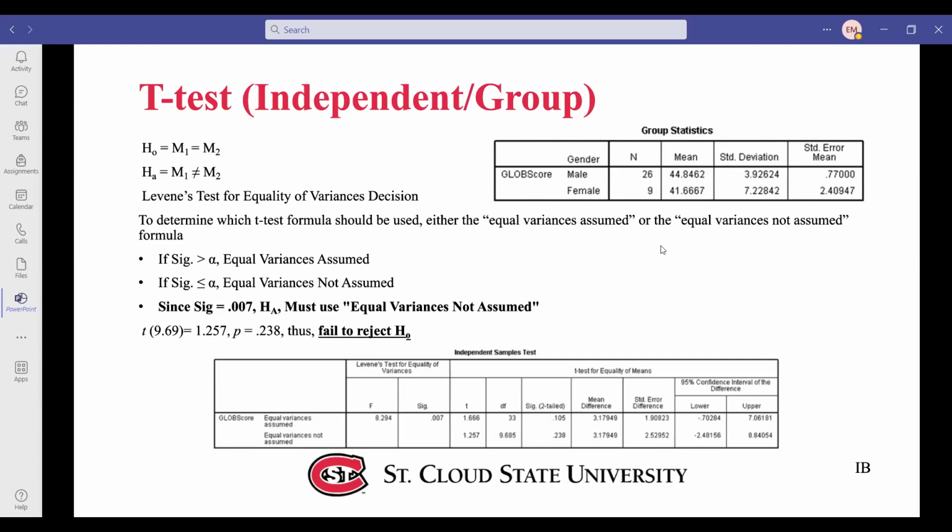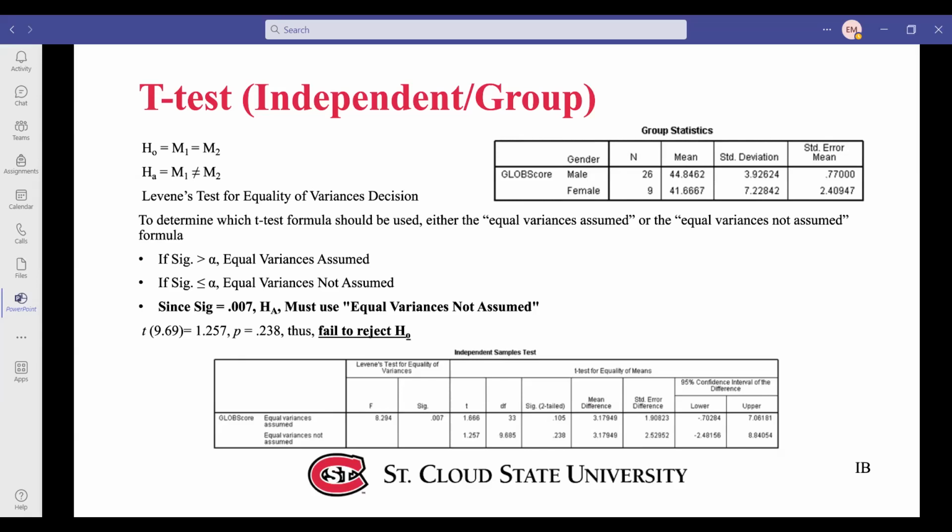So equal variance not assumed, and then I'll go in that line and look for the t-test for my test statistic and the significance value. So the t-test statistic here is 1.257, and the significance is the one here, you can see 0.238, right? So I'll pull that out clearly, and that's what we have here.